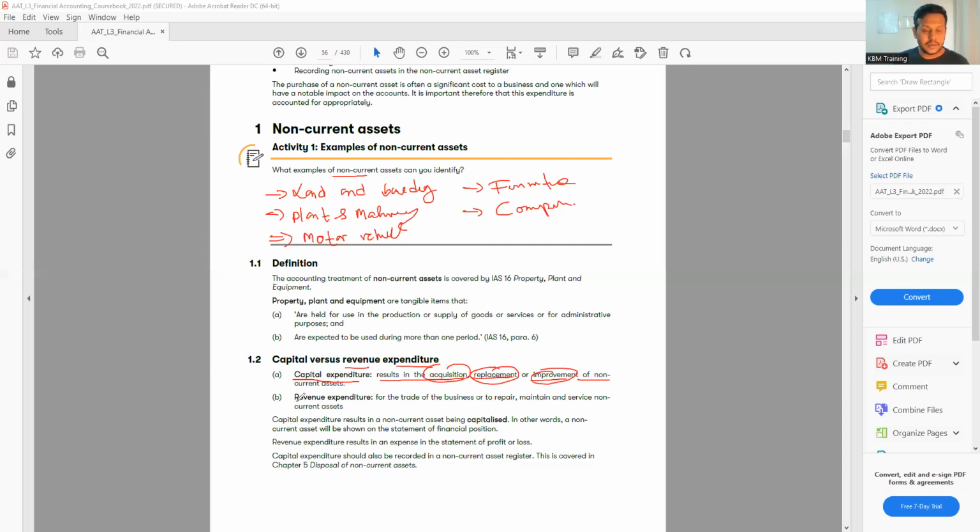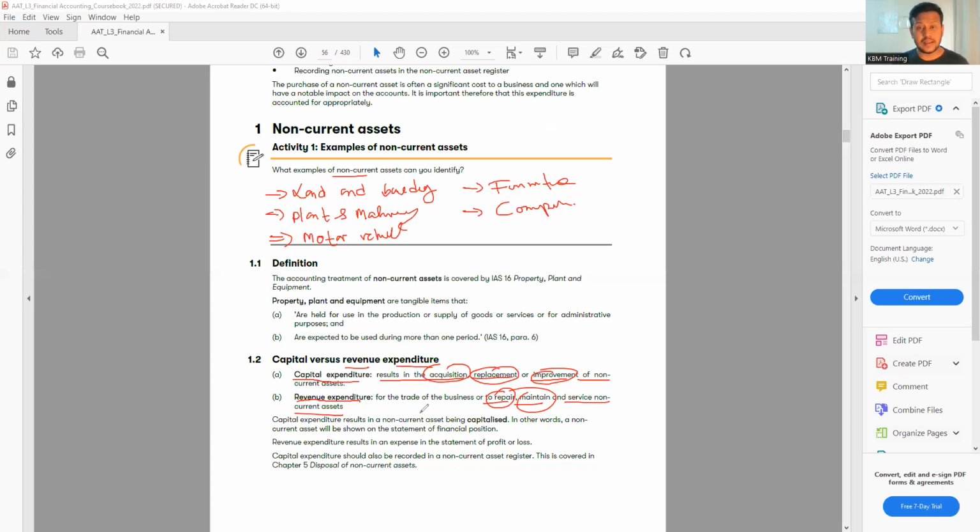On the other hand, you have revenue expenditure. As we discussed before, the revenue expenditure is all about the day-to-day expense made by the business for the trade of the business or to repair, maintain and service non-current asset. So normally it is the repair and maintenance. The revenue expenditure mainly for the non-current asset is repair and maintenance. So repair and maintenance is kind of the ongoing service.